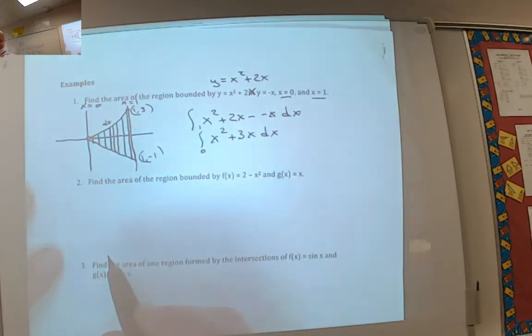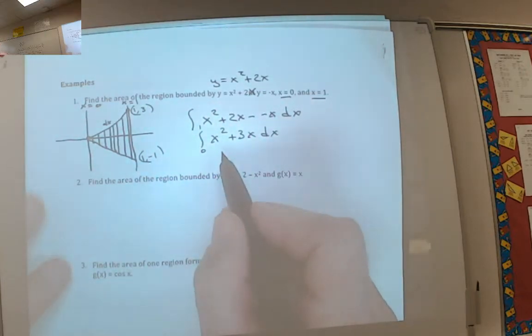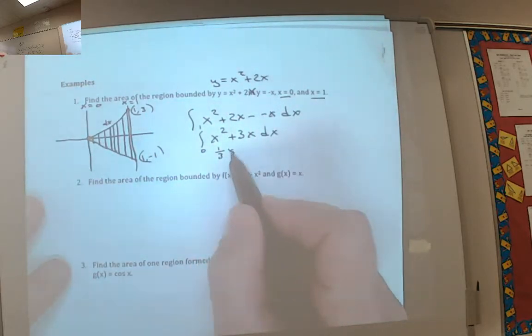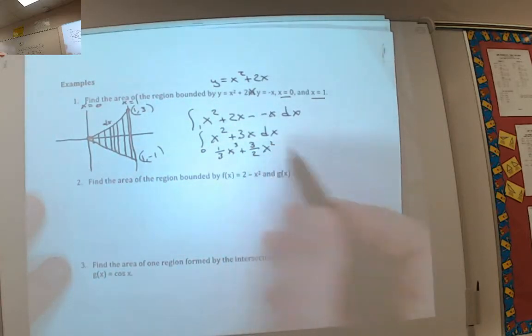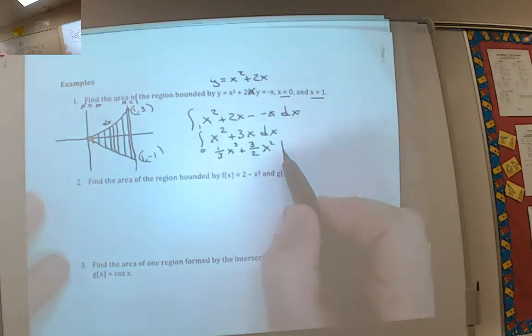Are we okay with that? Okay, Jake, can you give me the antiderivative? Would be 1/3 x cubed plus 3/2 x squared. Perfect. Plus, or no, well, it doesn't have a C, yeah, because it's a definite integral and it's going to go from 0 to 1.